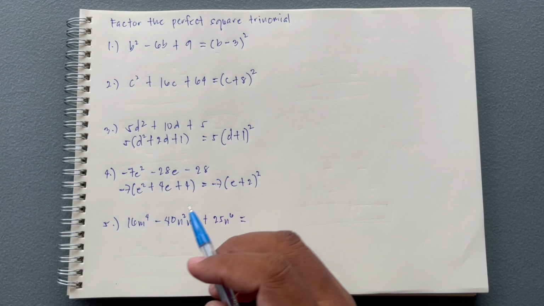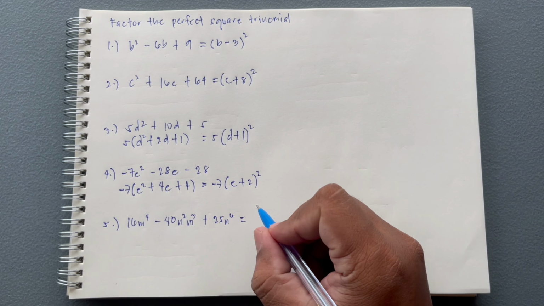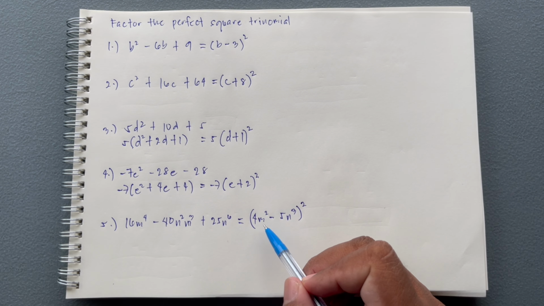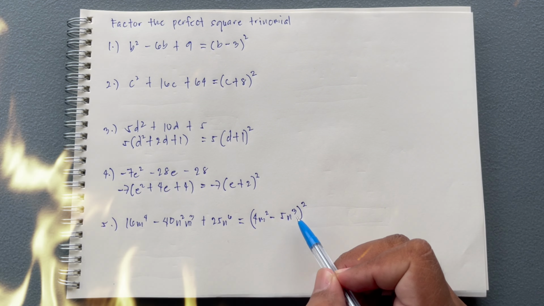So the square root of 16 is 4 and the square root of m to the 4th is m squared, just divide the exponent by 2. Since it's negative, we will use negative. Then the square root of 25 is 5. Then n, just divide the exponent by 2, so n cubed. Okay, so let's put the square. So the final answer is the square of the quantity 4m squared minus 5n cubed.